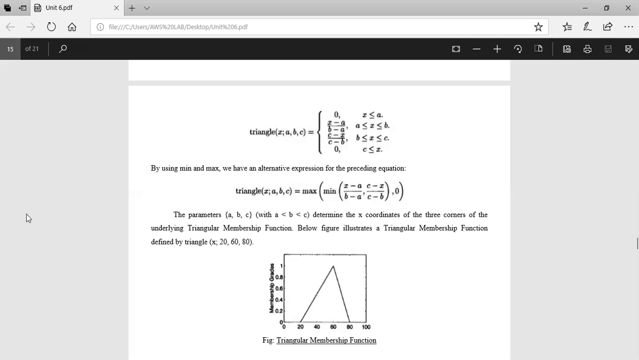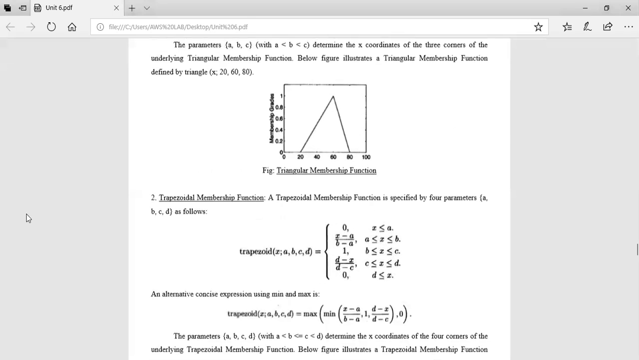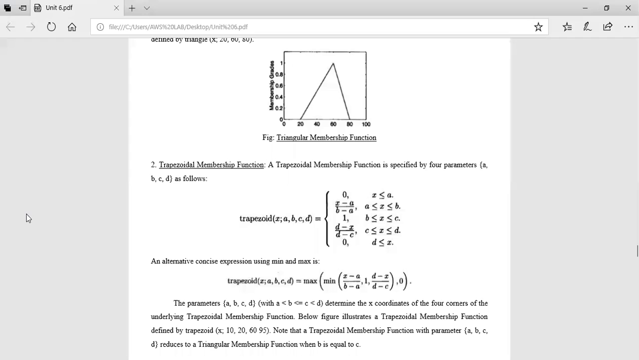So right, the next one is the trapezoidal membership function. The trapezoidal membership function is the same. You will have one main equation, and in order to reduce the complexity of the equation, we mention it by using min and max. Note down these 2 equations for trapezoidal.